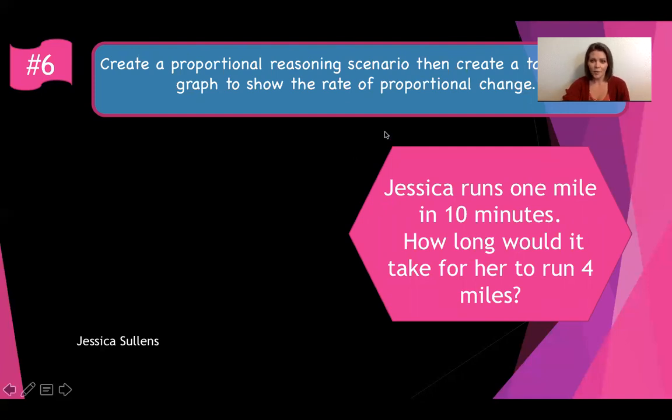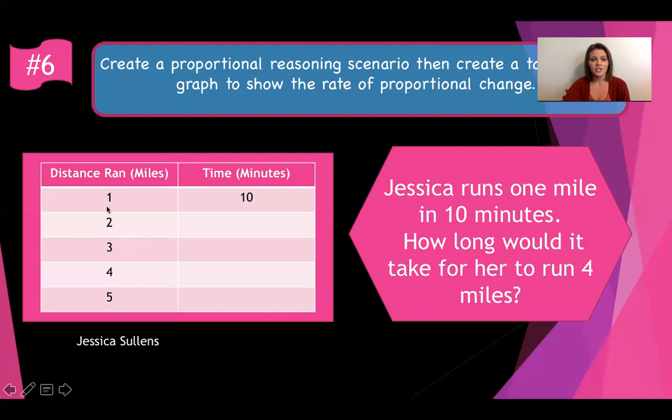So what we're going to do is create a chart. We know she ran 1 mile in 10 minutes. So we would put our distance ran, 1, in miles, for her time, which is 10 minutes. If she ran 1 mile in 10 minutes, we could say she ran 2 miles, so we're going to double this: 2 miles in 20 minutes. Then 3 miles in 30 minutes, because we're adding another 10-minute increment, 4 miles in 40 minutes, and then 5 miles would have been in 50 minutes.